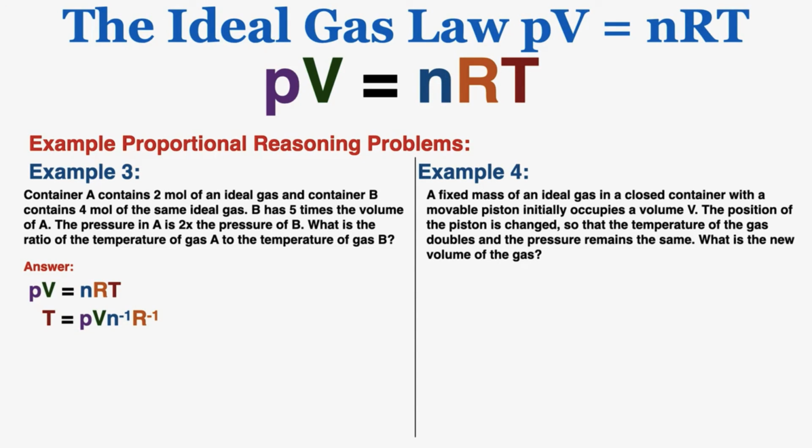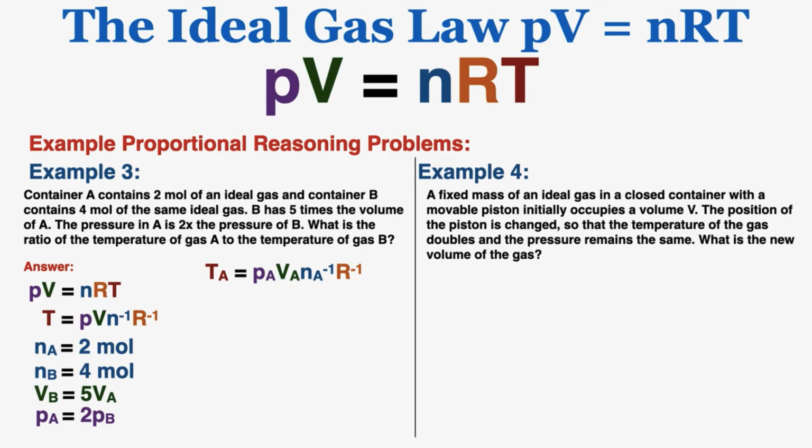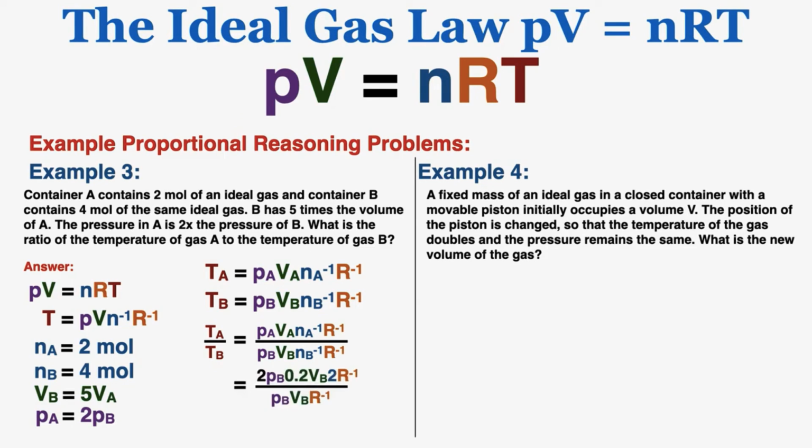I'll isolate T by itself because I'm taking the ratio of temperatures. I know that the number of moles in A is 2, and the number of moles in B is 4. And the volume of B is 5 times the volume of A, and the pressure of A is 2 times the pressure of B. So this is the equation for the temperature A, and this is the equation for the temperature B. So TA over TB is equal to this.